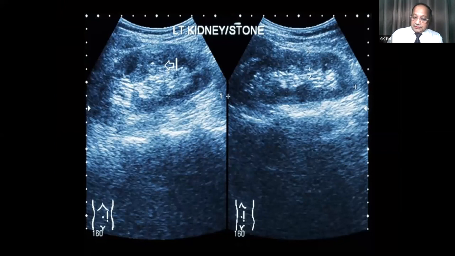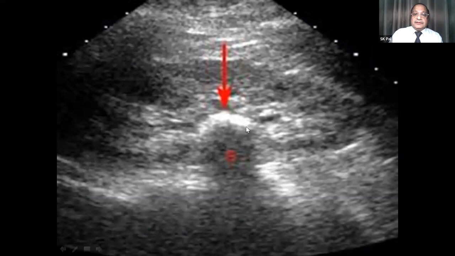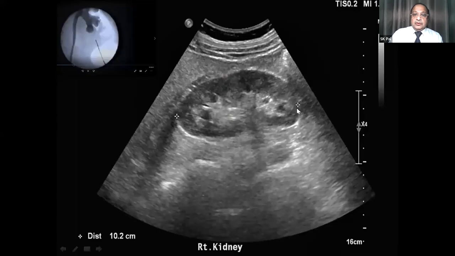Now, the stone will be seen like this as an echogenic area. If you ask your assistant to go on filling the pelvicaliceal system, you may start seeing some of the calyces bloated up. And when the needle starts coming from this area, and you are moving the needle to and fro again and again, you can identify the approaching needle. But it is not as clear as you see in a fluoroscopic image. So you have to be really familiar with ultrasound, then you can puncture the calyx.